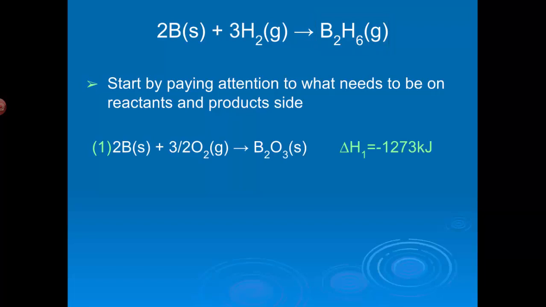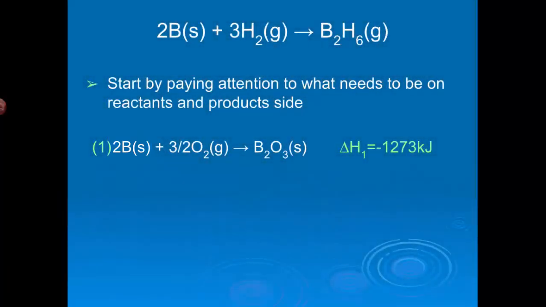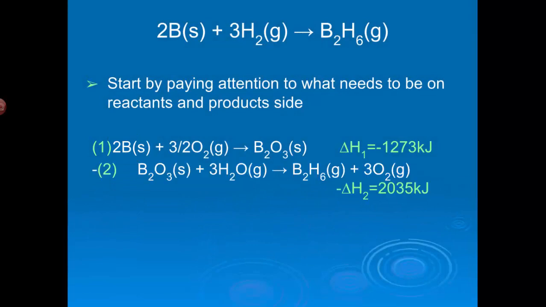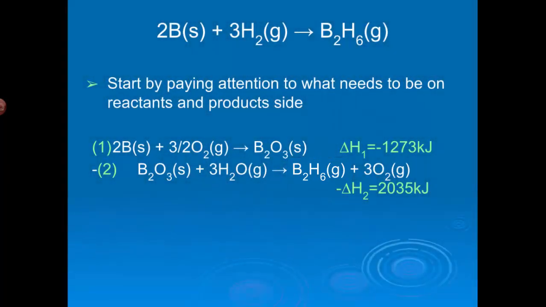Okay. The first equation that we can use, the boron plus oxygen going to B2O3, has boron on the correct side. That has boron on the left. So we'll leave that alone. We won't reverse that or anything. We will reverse this equation, though, because this equation has B2H6, and it had it on the wrong side. We need to flip it around so B2H6 ends up in the product side. Okay, so we'll have to reverse that. And that means we change the sign of delta H.